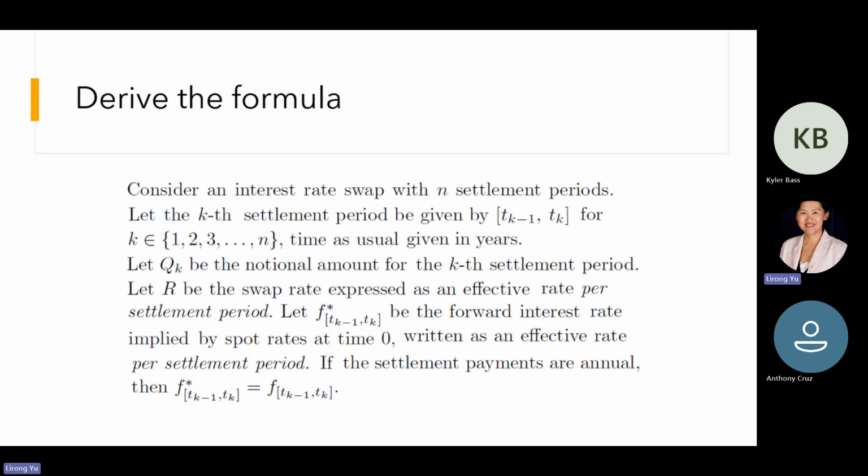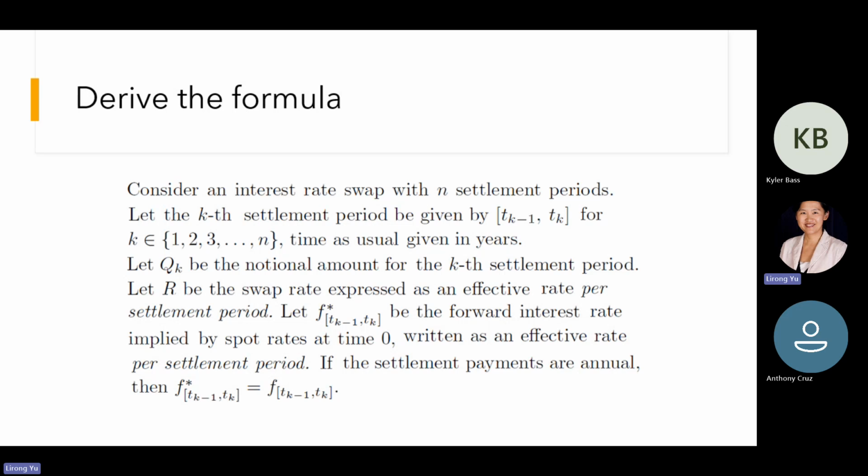Suppose we use t_{k-1} to t_k to represent the settlement period from t_{k-1} to t_k. And we use Q_k to represent the notional amount of payment, or the principal, for that time period. And R is the swap rate. This is still more notation, as we're trying to make the notation we had earlier shorter, so the equation is easier to identify.